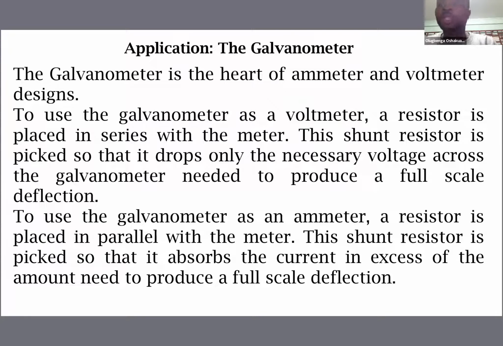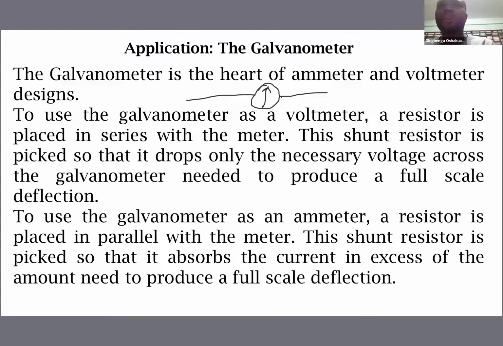Okay, so we've spoken about the galvanometer as a measuring instrument that is sensitive to tiny current flow. We spoke about it while talking about the Wheatstone bridge, the meter bridge, where we had an arrow at the center that deflects to the right when current is flowing to the right, and deflects to the left when current is flowing to the left.